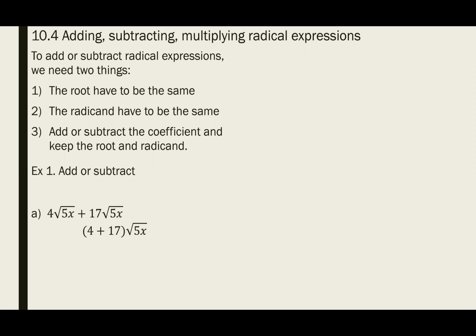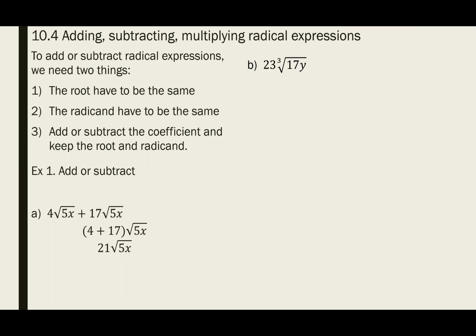So in terms of A, we did this last time. We have 4 square root of 5x plus 17 square root of 5x. All we do is take 4 plus 17, and in short, we only have 21 square root of 5x. The square root of 5x will never change. You will never ever add the item inside the radical, okay?